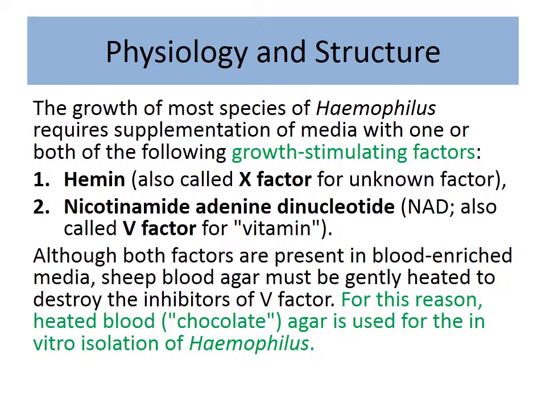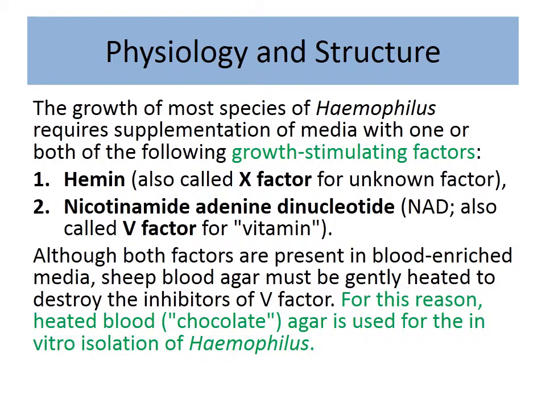We need to grow that on media to test for culture sensitivity. So we have to provide them with some growth stimulating factors. And as I said earlier, X factor and V factor. X stands for hemin. There's still a lot of debate going on as to what that factor is. But we do know that V stands for vitamin, and it is a nicotinamide adenine dinucleotide, NAD. So imagine if this bacteria was to grow in your system, it's going to chew up all of these supplements that you may have in your body.